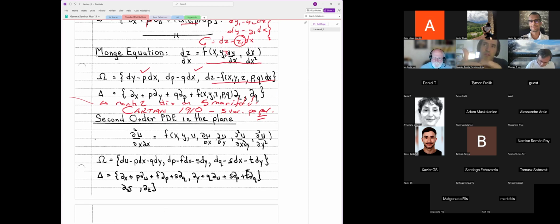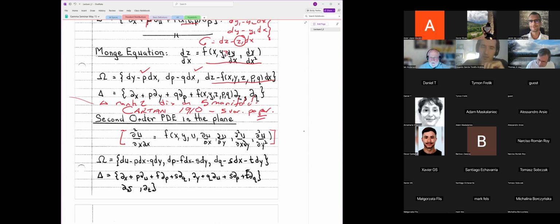The important topic for us will be second order differential equations in the plane, so scalar partial differential equations in the plane. You can write them this way. Solving for, say, the second derivative with respect to x, we get the following expression for our differential equation. And the contact system there is J2.